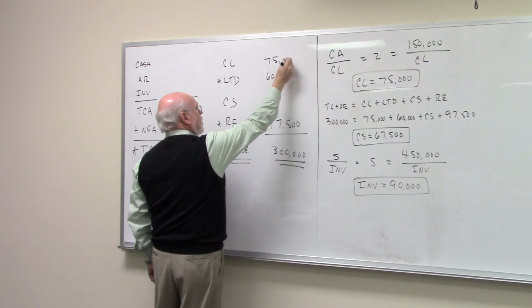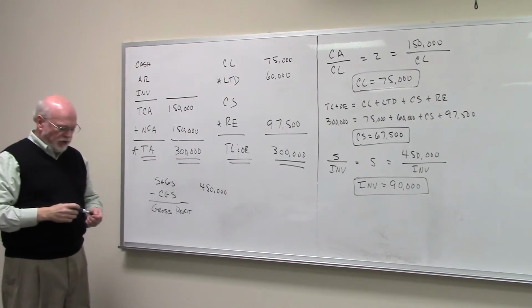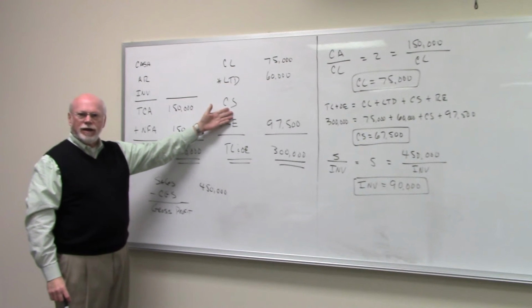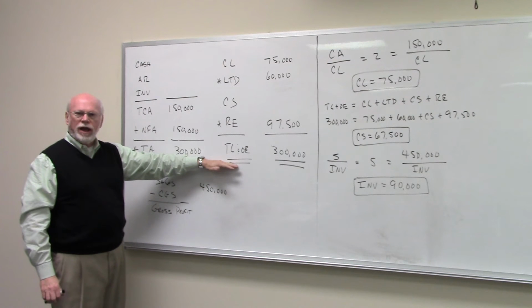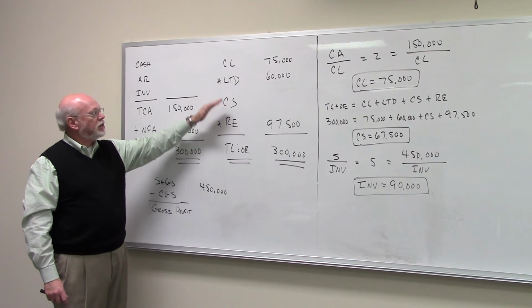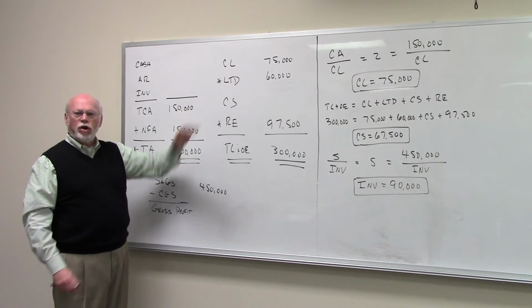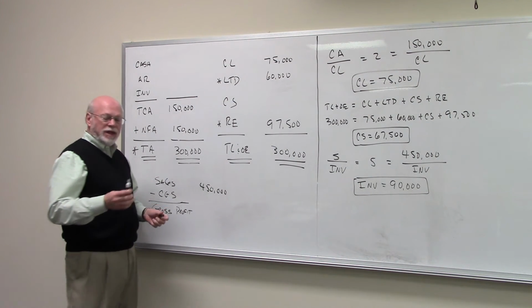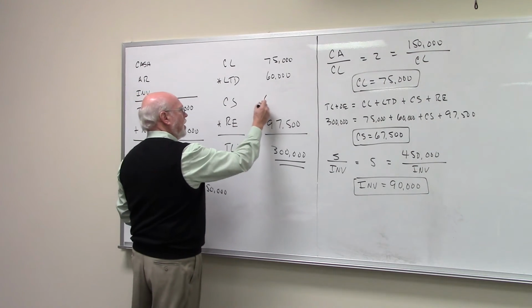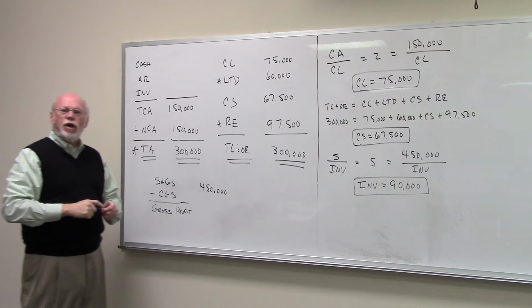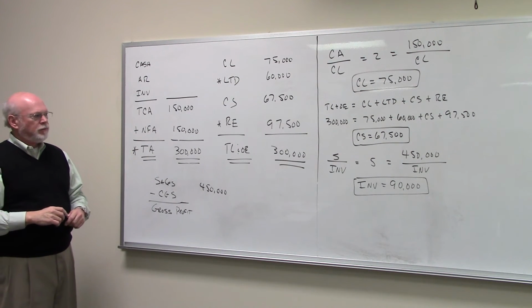$75,000. We now know everything on the right-hand side of the balance sheet except common stock. So if you take total liabilities plus owner's equity, subtract out retained earnings, long-term debt, and current liabilities, you discover that common stock has to be $67,500. So with that, we've done the entire right-hand side of the balance sheet.